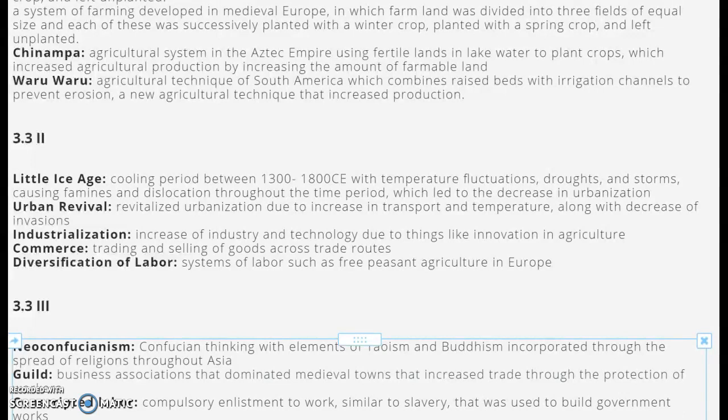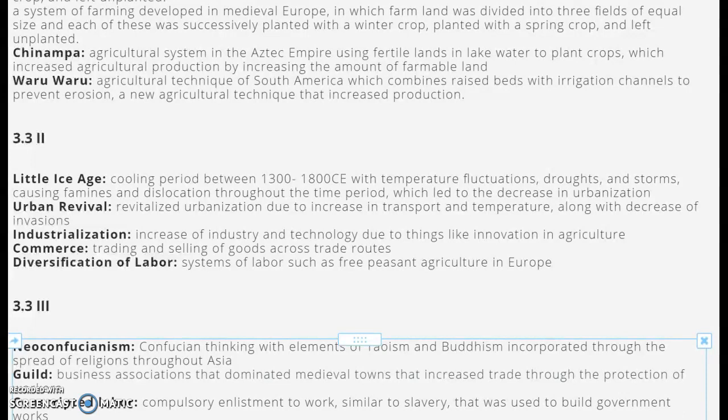Urban revival and industrialization. Okay, so industrialization and increase in commerce would both increase urban revival, because urban revival was the revival of cities and more people being in cities, the repopulation of cities. Industrialization would be the increase in industry. You could say that goes with China as well, because they had an increase in their steel industry. And commerce is just trading and things like that. So if you had an increase in trade, that could lead to urban revival, or urban revival could lead to more commerce.